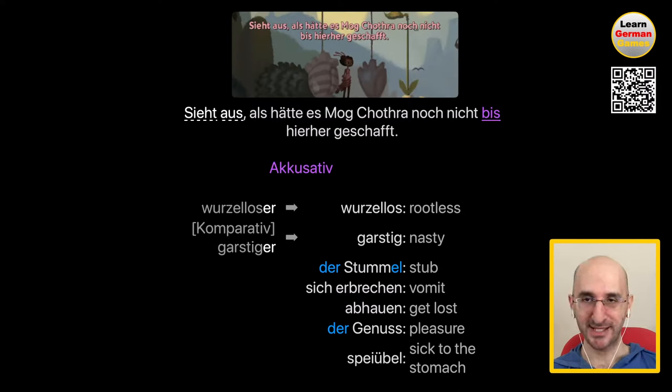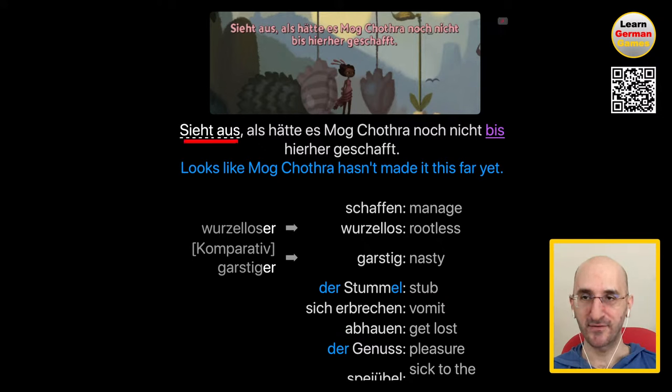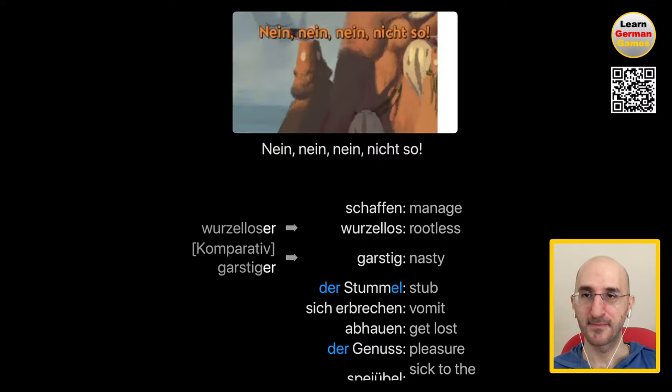Sieht aus, als hätte es Mok Chotra noch nicht bis hierher geschafft. So geschafft is the verb schaffen, to manage or to make it, as in to be able to do something. Looks like, from the verb aussehen, Mok Chotra hasn't made it this far. Hierher is a bit like here, but it gives it more of a direction, like he hasn't reached this far yet. Noch nicht.